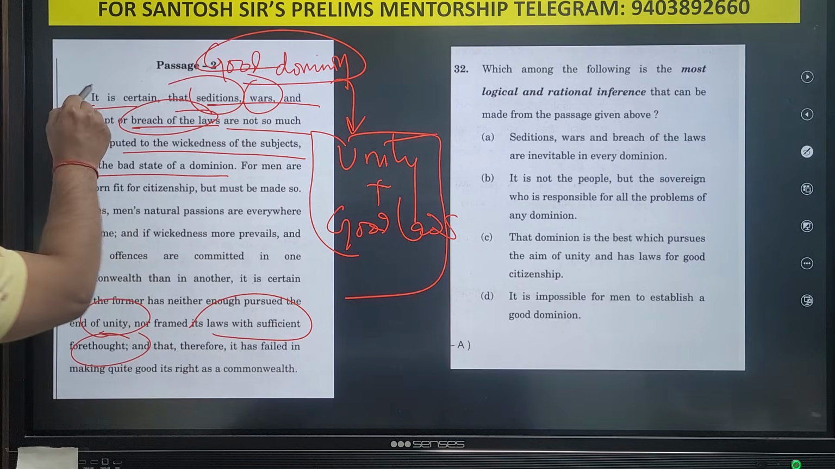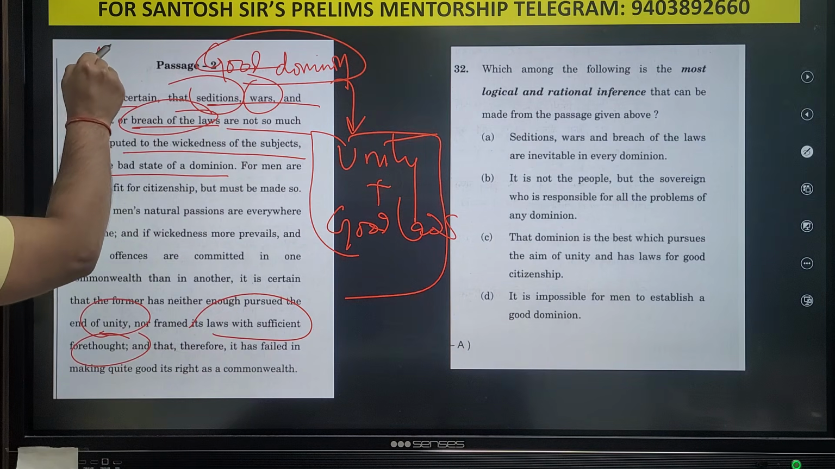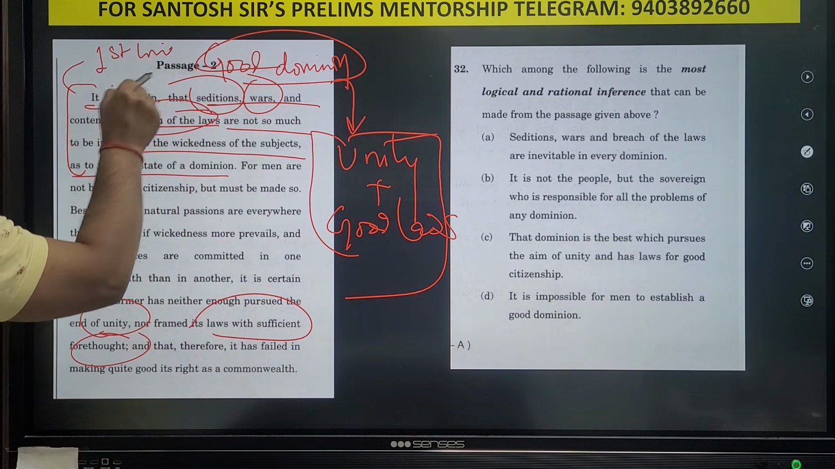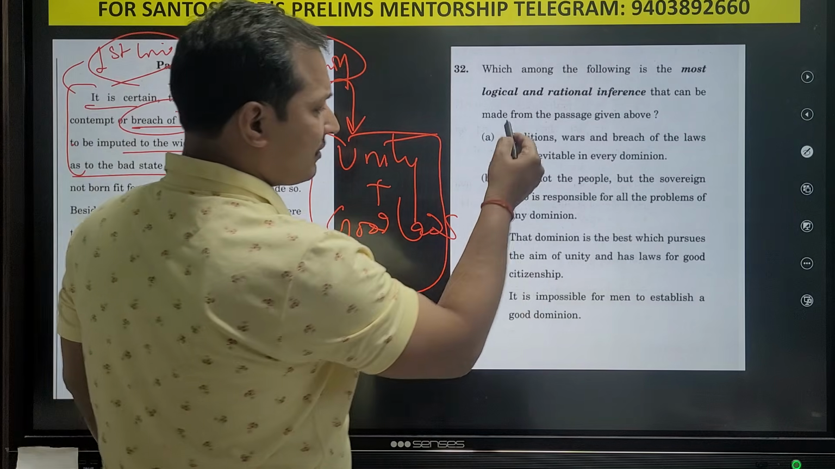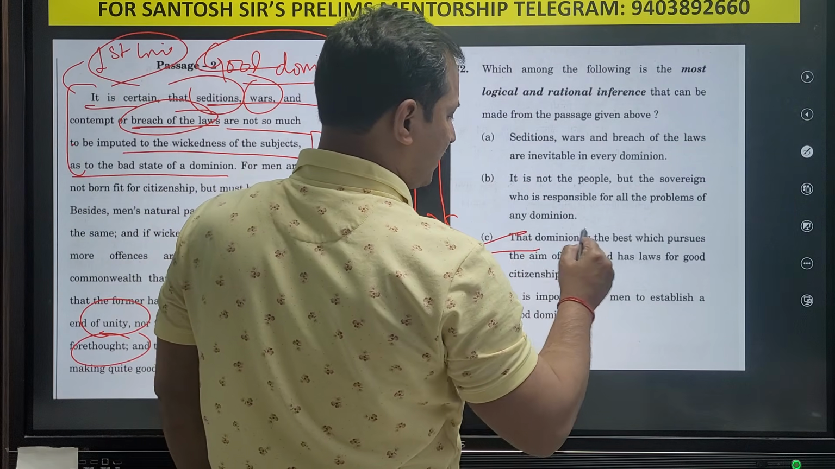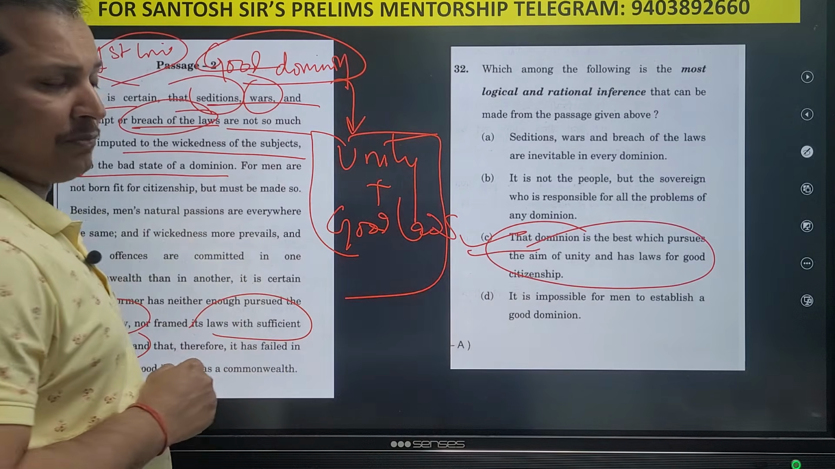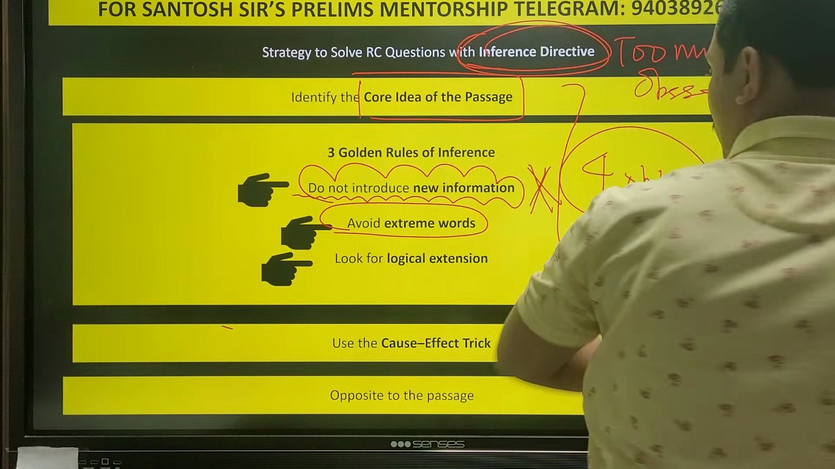What kind of dominion do we have? That is the first line. The first line has the crux of the passage. You can easily use this and get the answer. Option C is the correct option. So I was coming to this. So what are the rules?